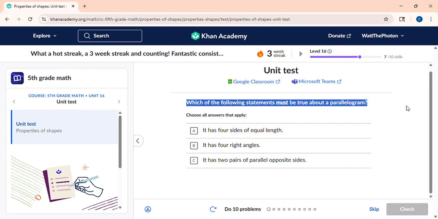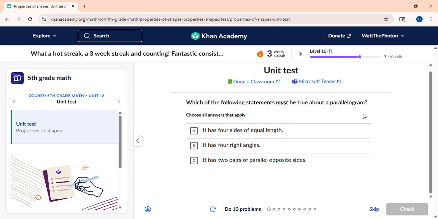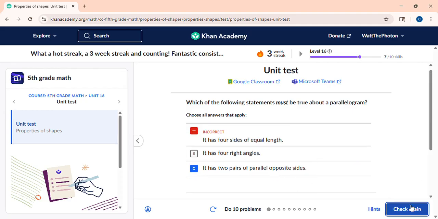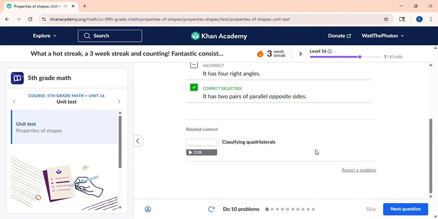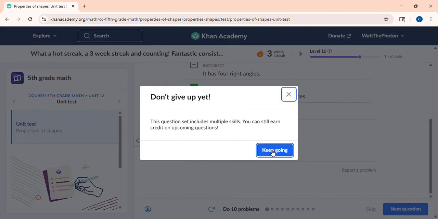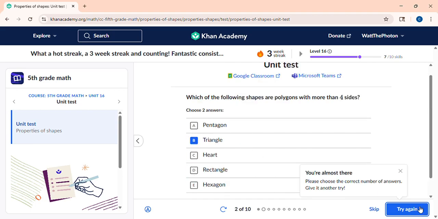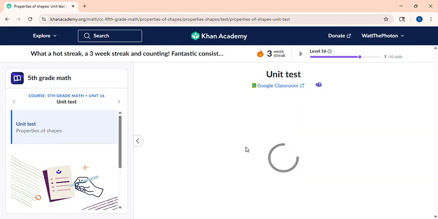What must be true about a parallelogram? I think it needs 2. Is it only 1?